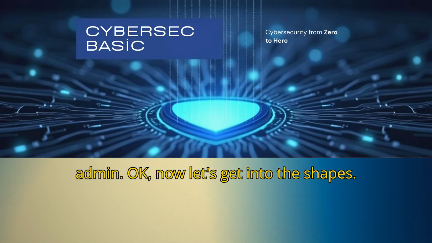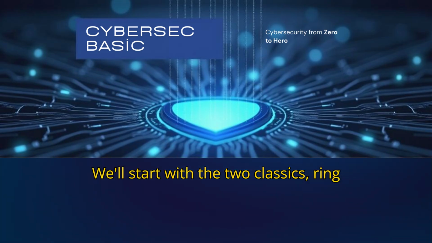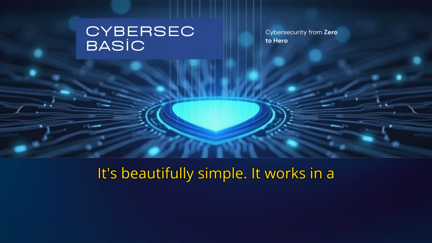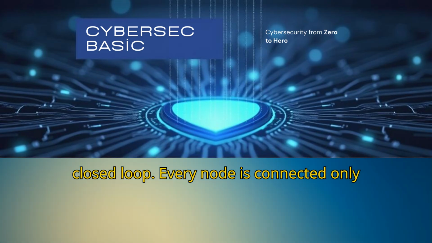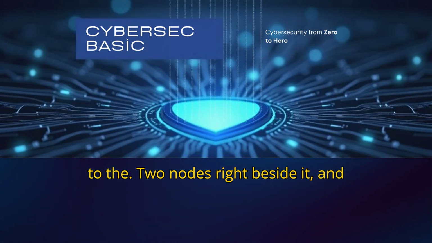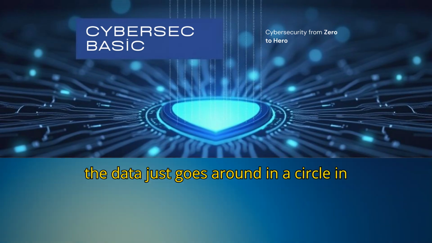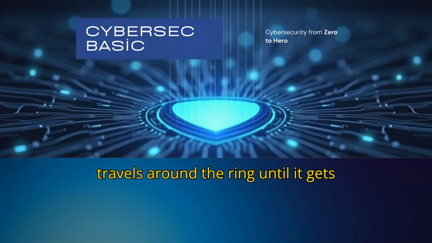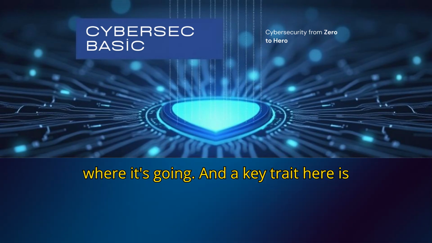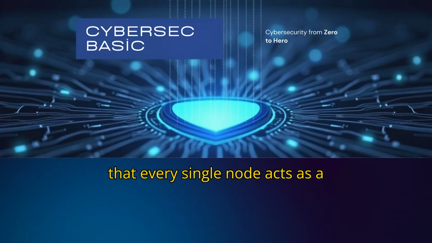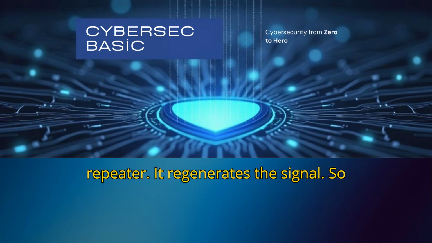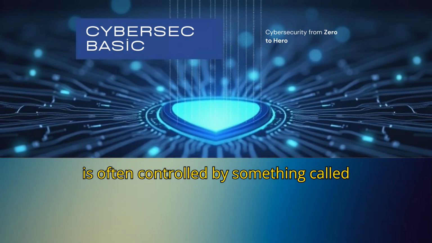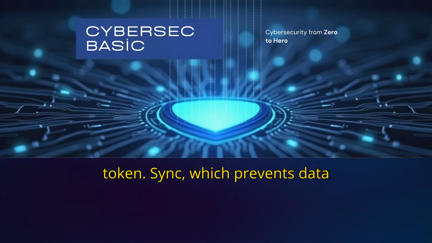Okay. Now let's get into the shapes. We'll start with the two classics, ring topology and star topology. The ring is beautifully simple. It works in a closed loop. Every node is connected only to the two nodes right beside it. And the data just goes around in a circle. In one specific direction. It travels around the ring until it gets where it's going. And a key trait here is that every single node acts as a repeater. It regenerates the signal, so the signal stays strong over long distances. Incredibly strong. And access is often controlled by something called token passing, which prevents data collisions.